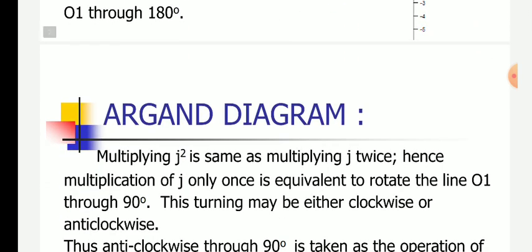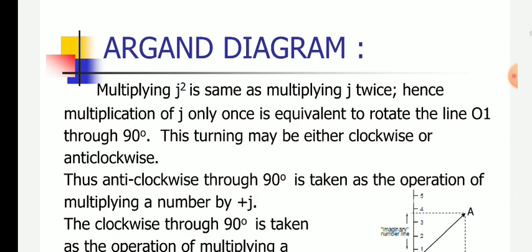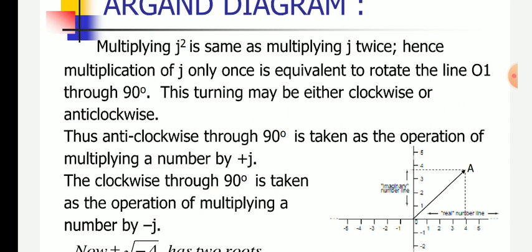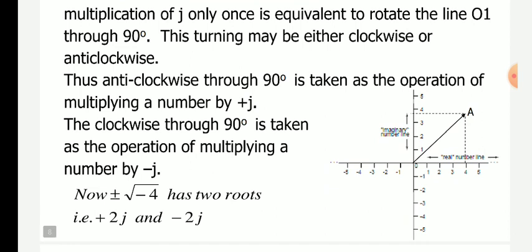Multiplying by j squared is the same as multiplying by j twice. Hence, multiplication by j only once is equivalent to rotating the line 0 1 through 90 degrees. This turning may be either clockwise or anti-clockwise. Anti-clockwise through 90 degrees is taken as the operation of multiplying a number by plus j. Clockwise through 90 degrees is taken as the operation of multiplying a number by minus j.